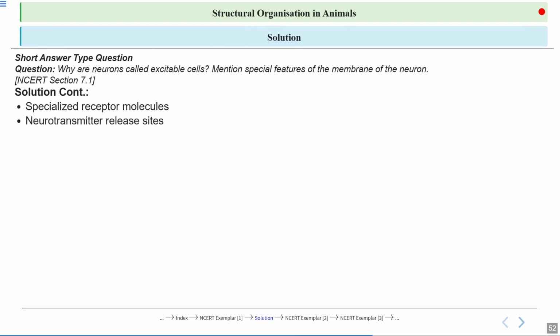They have specialized receptor molecules. Some receptor molecules are present at the surface so that they can take the stimulus. Neurotransmitter release sites are at the end of the axon terminals, where they release neurotransmitters, the chemical based vesicles, and these chemical based vesicles enter the next cell. Here the transmission is done by the chemical signal.